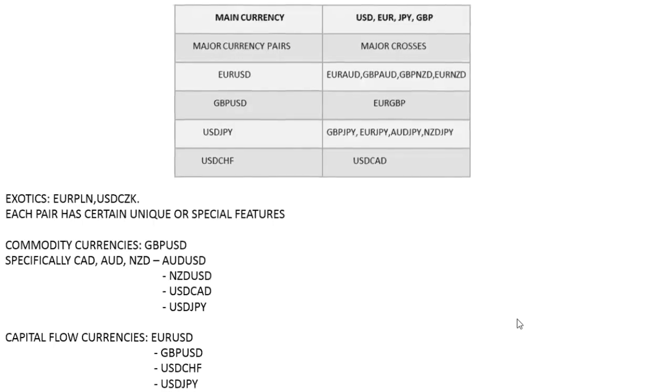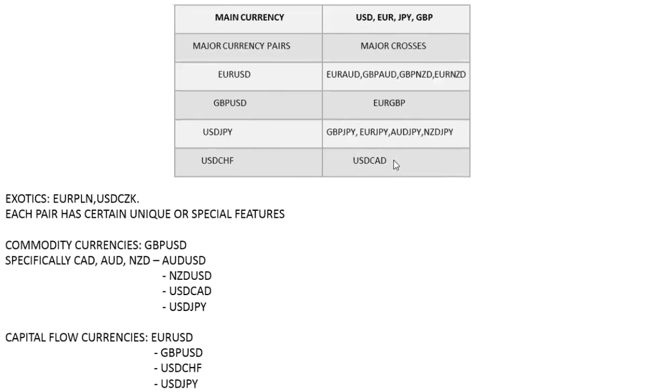Okay, now let's look at this. We've got the main currencies, which are the US dollar, the euro, the Japanese yen, and the pound. On our first column, we've got the major currency pairs: your euro US dollar, your pound US dollar, your US dollar Japanese yen, your US dollar Swiss franc. On this side, we've got the major crosses, meaning your euro AUD, your pound AUD, your pound New Zealand dollar, and your euro New Zealand dollar. You've got your euro pound. These are your major crosses. You've got your pound Japanese, your euro Japanese, your AUD Japanese, and your New Zealand Japanese.